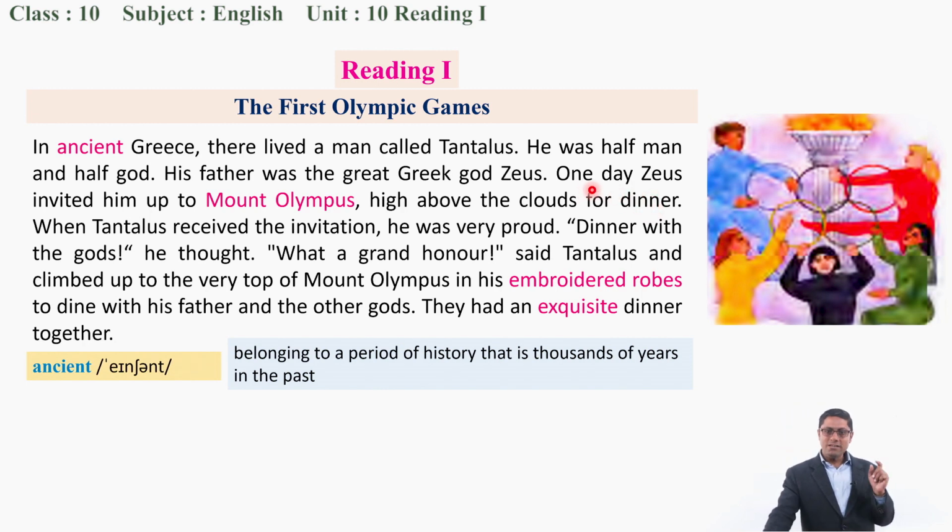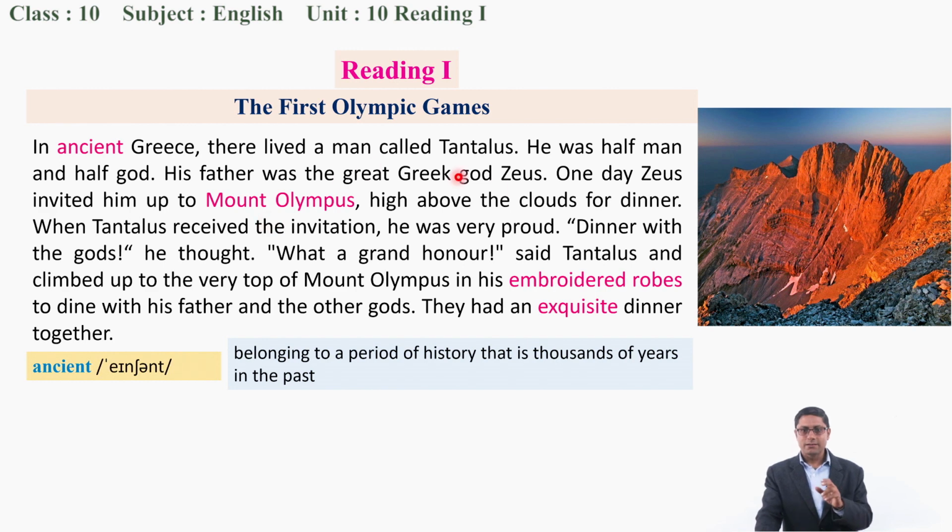See there. One day, Zeus invited him up to Mount Olympus. Mount Olympus is the tallest mountain in Greece. So this is Mount Olympus. This is the tallest or highest mountain in Greece. So, Tantalus was invited over here, where the Greek gods used to stay. The Greek gods used to stay there. That's why he was invited there for dinner. So, high above the clouds for dinner.